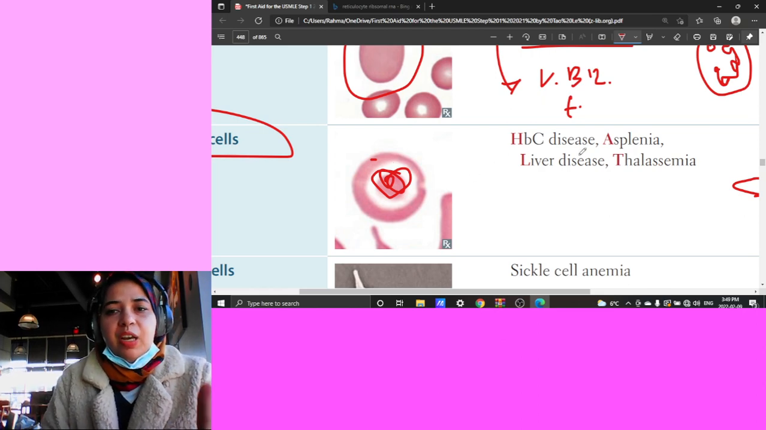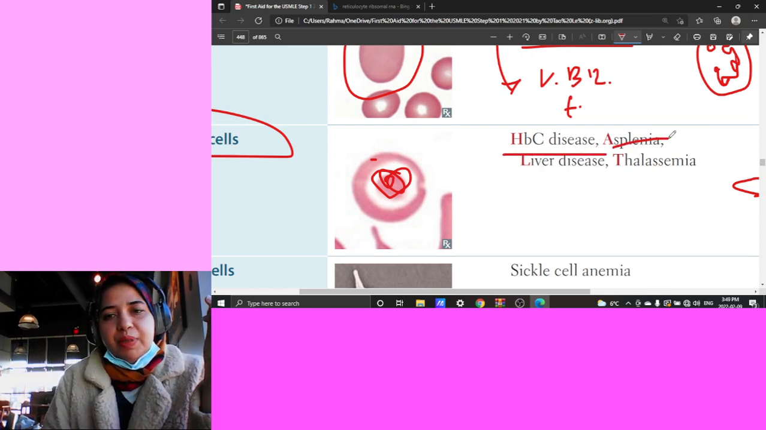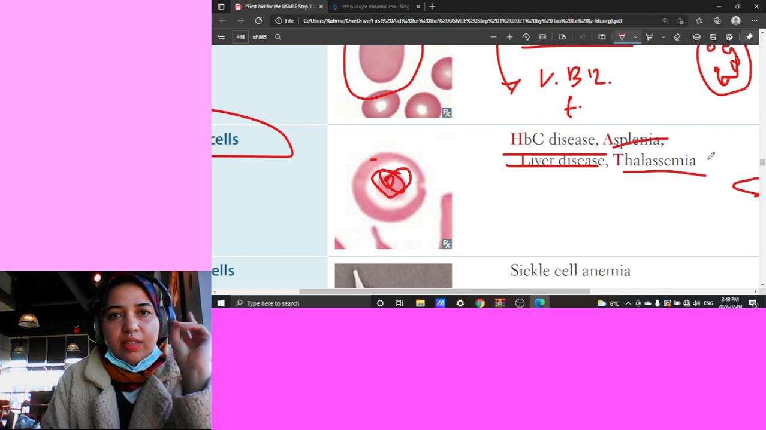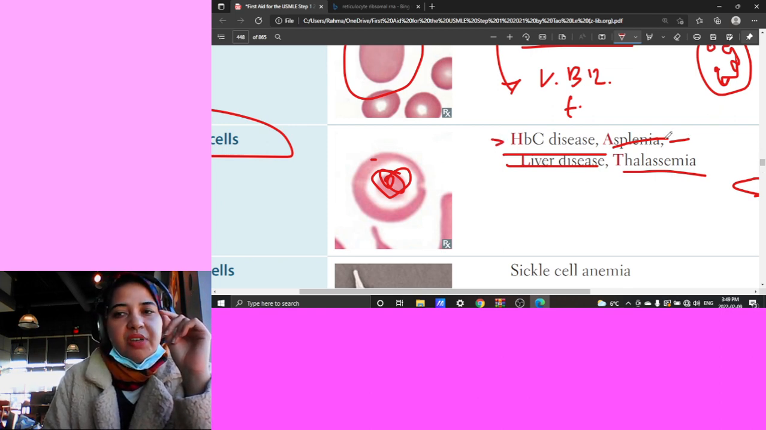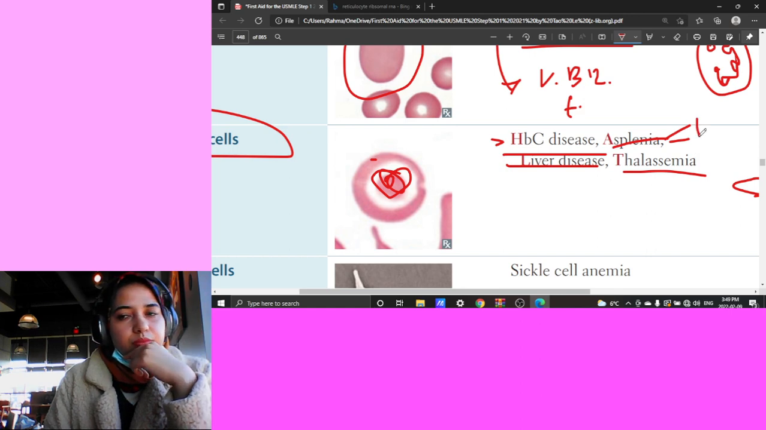Where does it appear? HbC disease, asplenia, liver disease, and thalassemia. Thalassemia, target cells, those are buzzwords. But don't forget asplenia. And don't forget HbC disease, because you can get asked about this. So with asplenia, I want you to think of something like sickle cell. They might have the target cells, as well as the sickle cells.